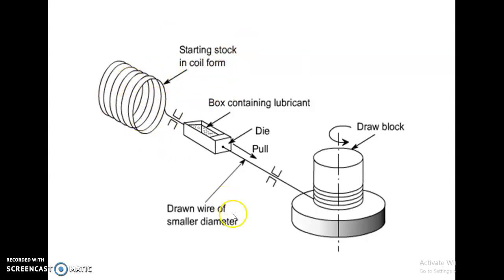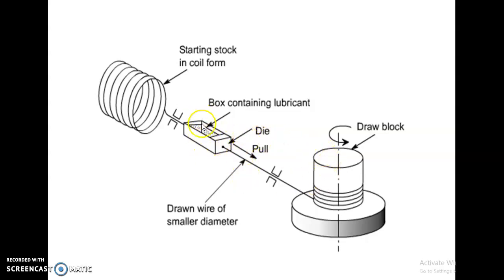So this is the process of wire drawing. This is the starting stock in coil form, and it is then passed through a die. Before passing through the die, the wire is passed through a lubricant. The die opening is smaller than the diameter of the wire, so after passing through the die, the diameter of the wire is reduced. This passing is called a single pass, and the next die has a gap smaller than the previous one.